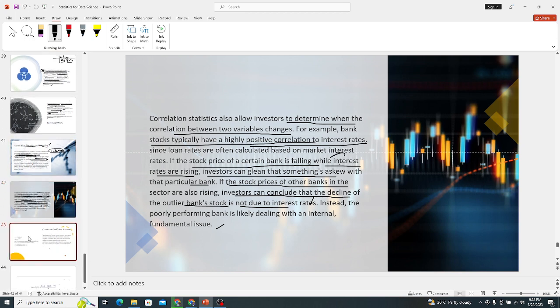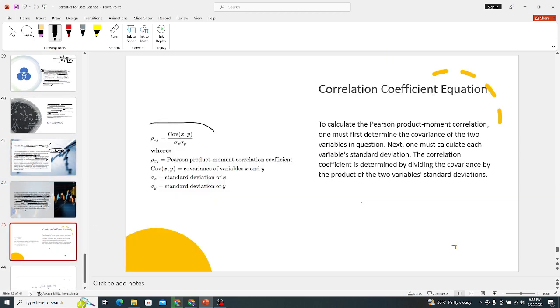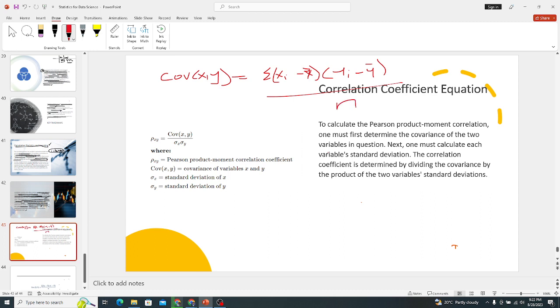All right, then we have the formula for correlation. Correlation we calculate from covariance. Remember the formula for covariance: covariance of x and y is given by the summation of xi minus x bar, multiplied by yi minus y bar, and then you divide by n. So this is covariance.